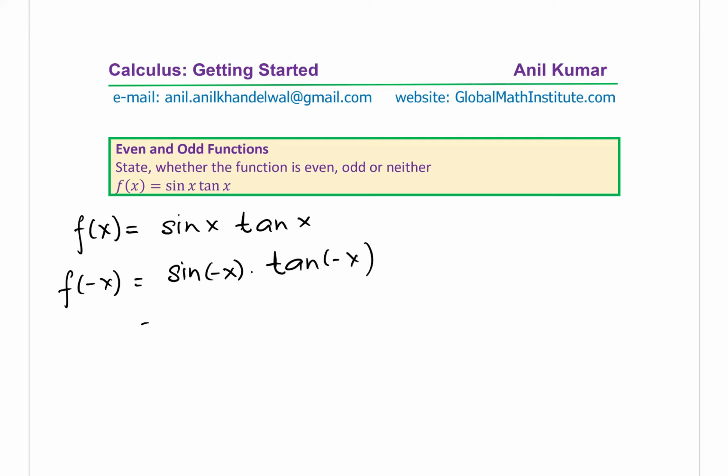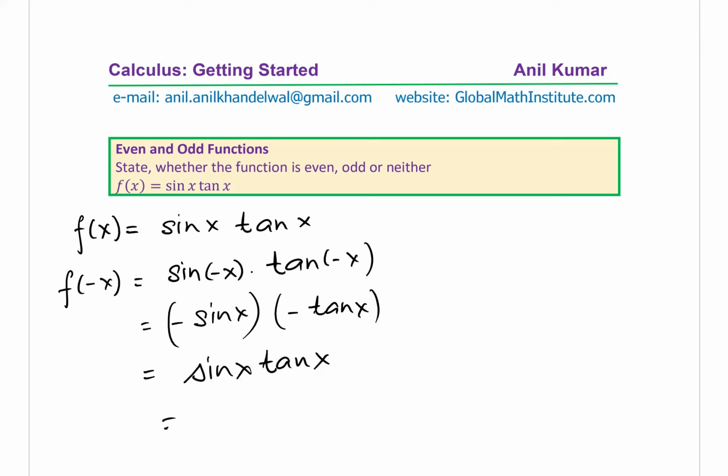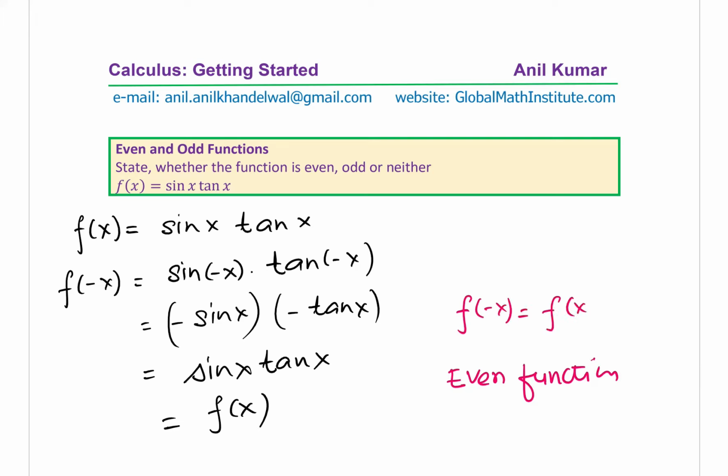Now sine is an odd function, so we get minus sine x. Perfect. Tan is also an odd function, so we get minus tan x. Minus minus becomes plus, so we get sine x tan x, which is same as f of x. So in this case, we get even function, correct? Why? Since f of minus x is equal to f of x. Is that clear to you? So that is how we are going to deal with even and odd functions.